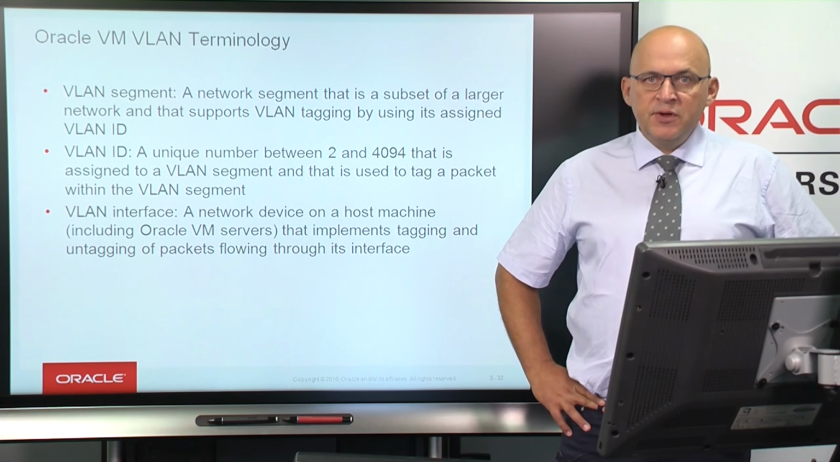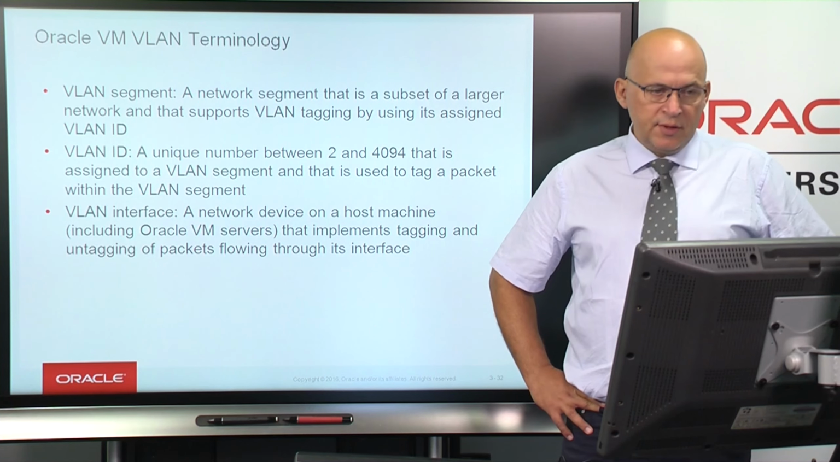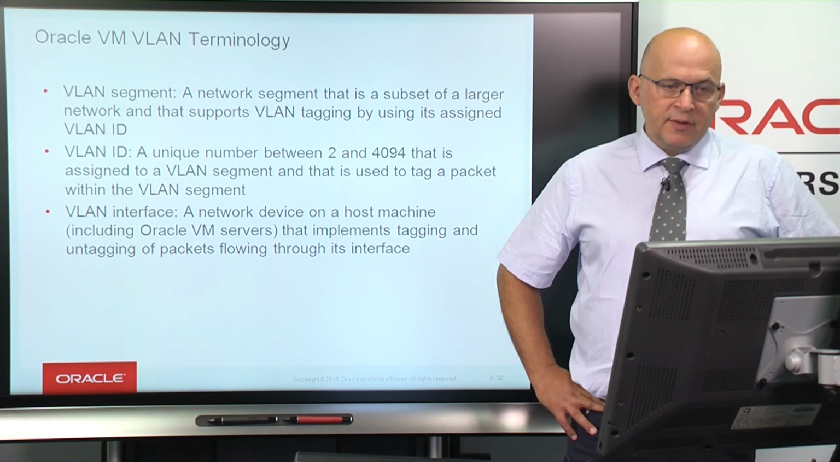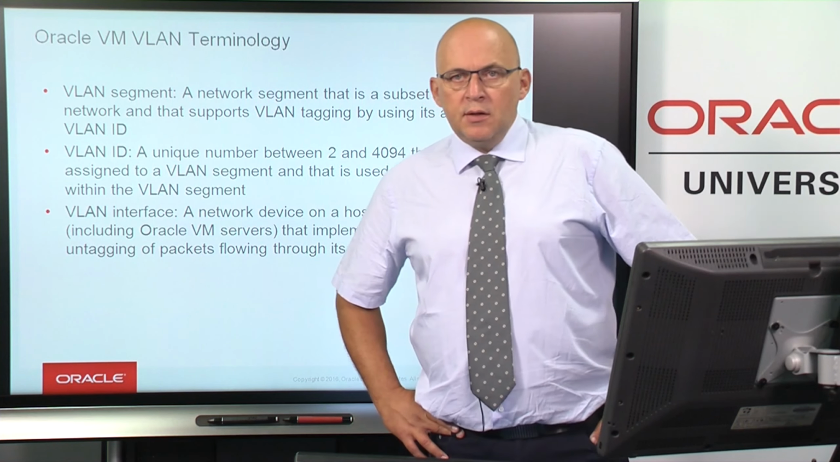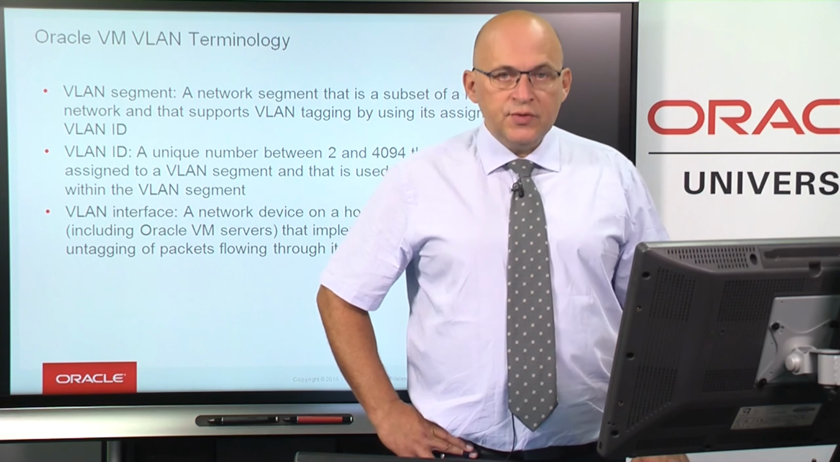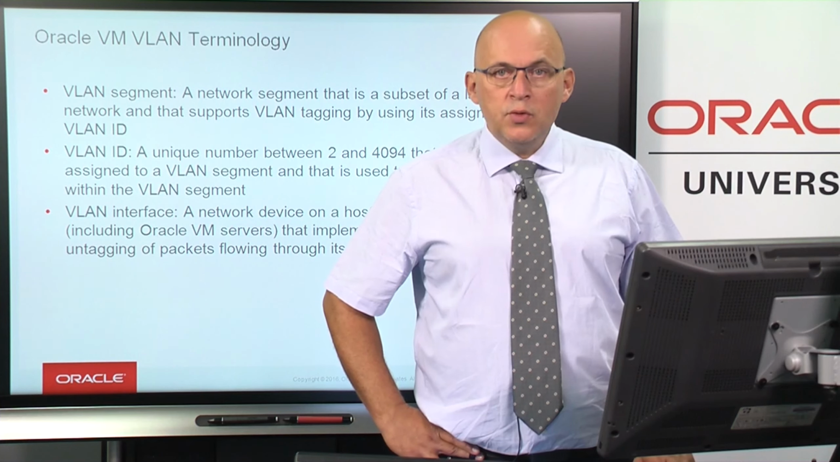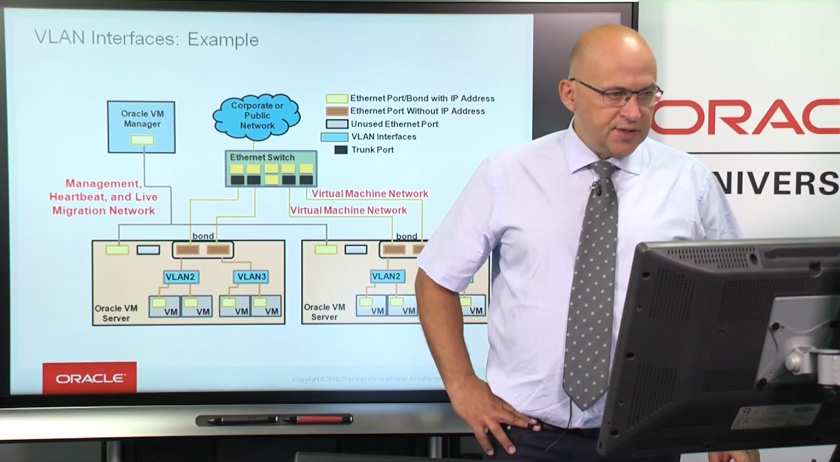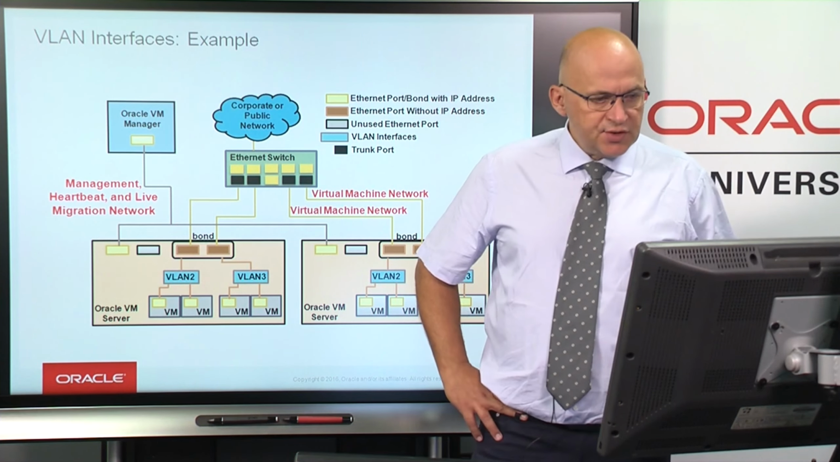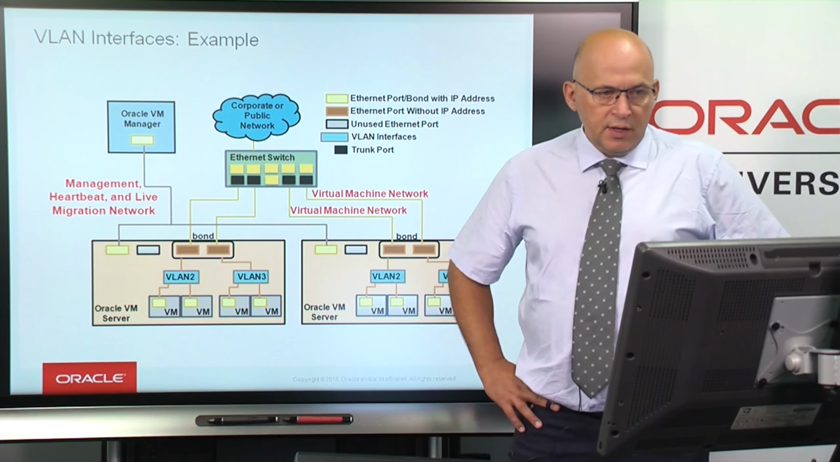So it's the VLAN interface which is tagging and untagging the traffic, okay? And the VLAN interface is simply a network device on a host machine that implements this kind of functionality on the network flow which is used by your VMs. So the next slide is just showing us this kind of implementation.